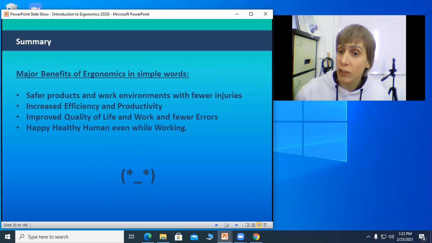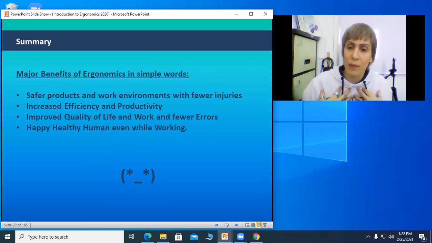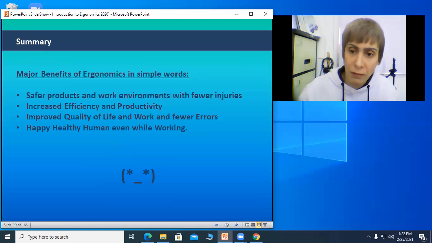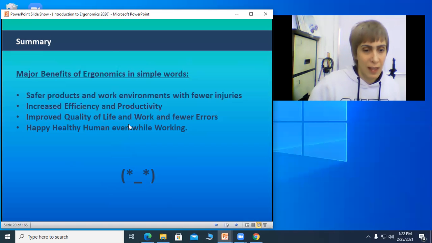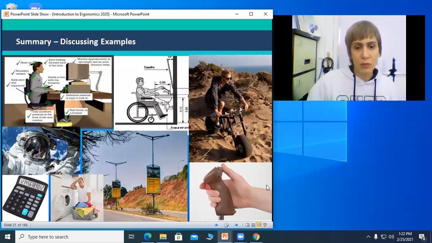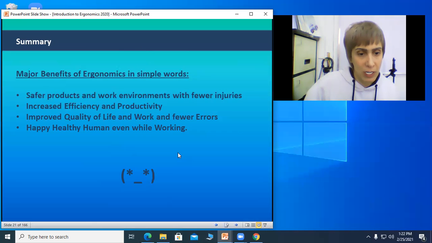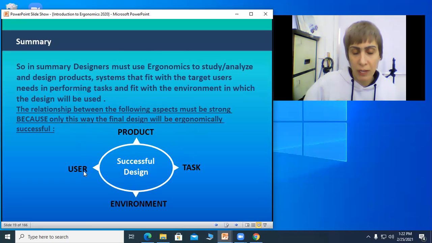Now, the importance of the designer comes in the design of these products and environments, so as to make the humans, the users of these products, happy and safe. Here we will see a few examples of the things that we talked about, especially these four aspects. So we have the user, we always have a product, we have tasks that need to be completed, and all of these happen in a certain environment.